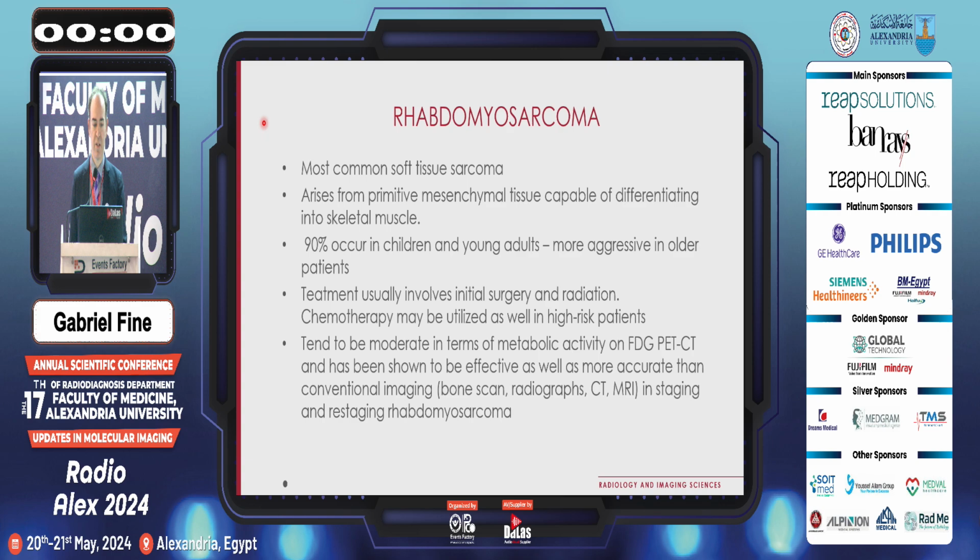Rhabdomyosarcoma is the most common soft tissue sarcoma. It arises from primitive mesenchymal tissue capable of differentiating to skeletal muscle. The vast majority occur in children and young adults. It's more aggressive in older patients. Treatment usually involves surgery and radiation. Chemotherapy may be utilized as well in high-risk patients.